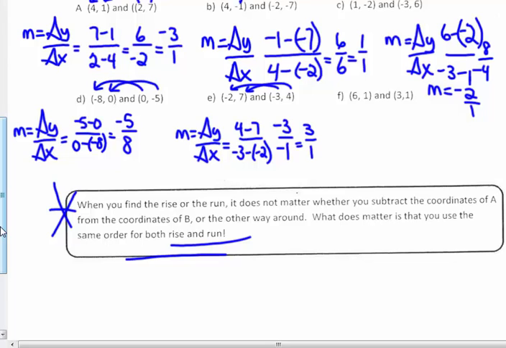I'm going to leave F for you to do. So let's do this one. I'll check your notes tomorrow. Make sure you're being consistent on how you are subtracting and that you are doing y over x, not x over y. And that's it for today.